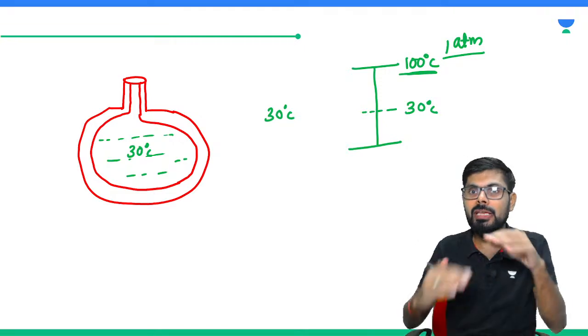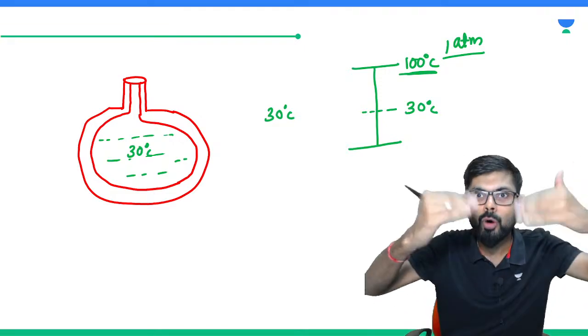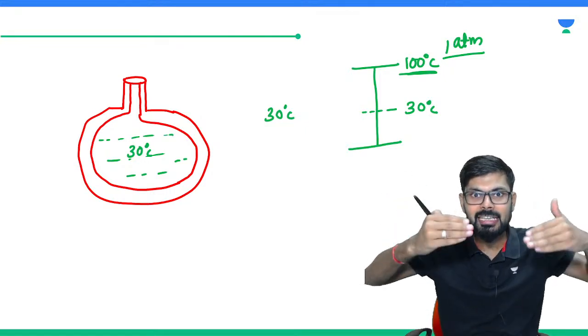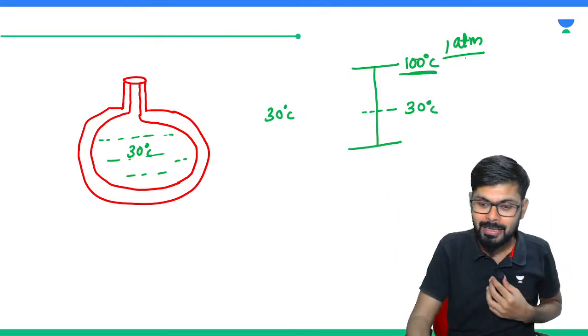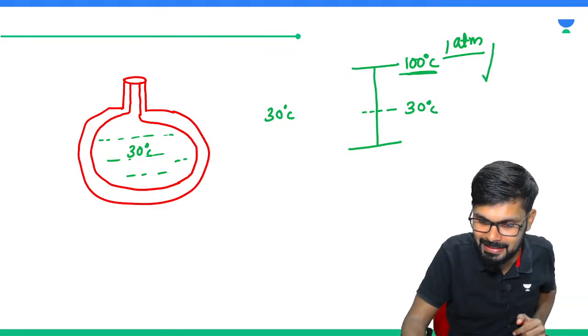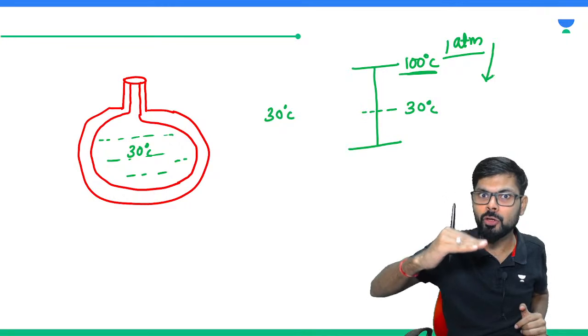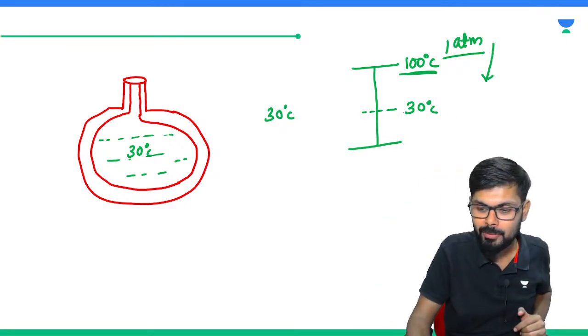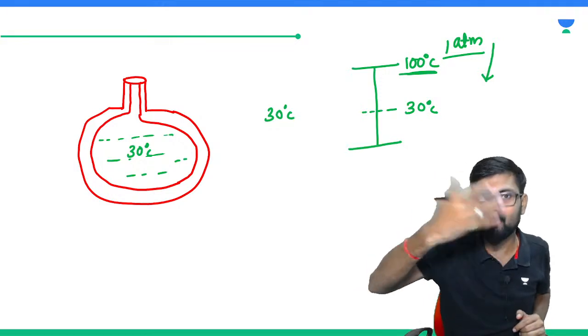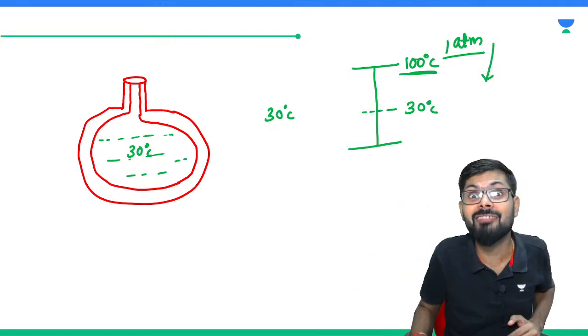So what I'm trying to say is, if pressure increases, boiling point also increases. In other words, if pressure decreases, boiling point also decreases. So now I am going to decrease the pressure. When I start decreasing the pressure, after a certain value the boiling point will be less than 30 and water will boil. This process is called evaporation.